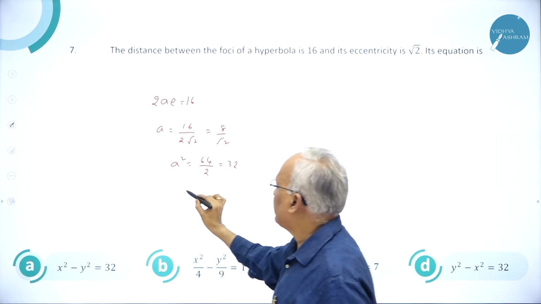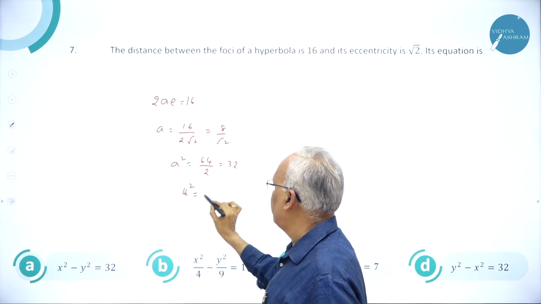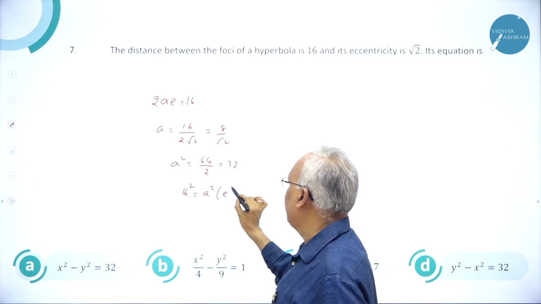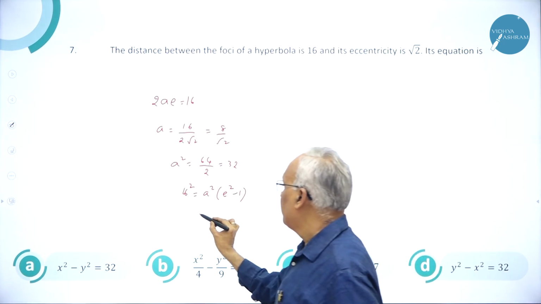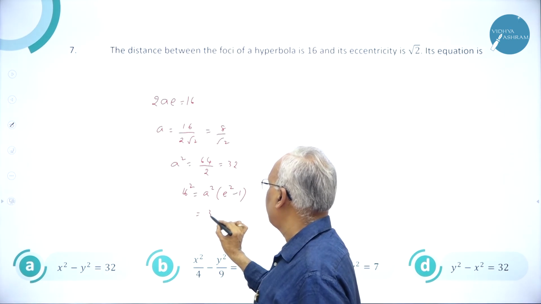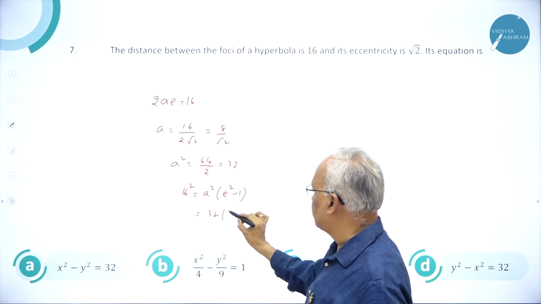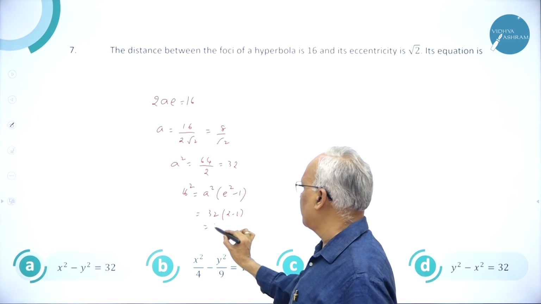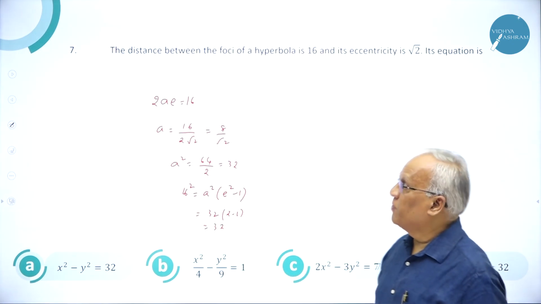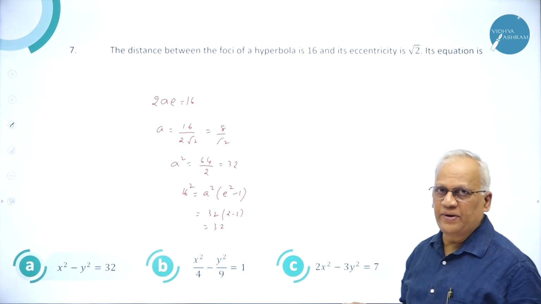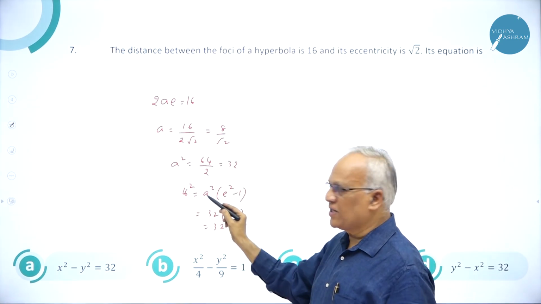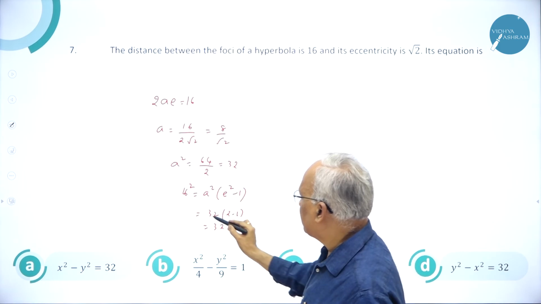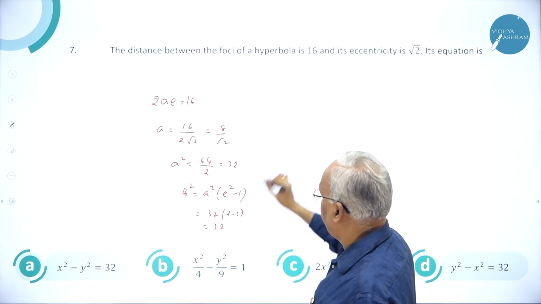Now, let's find out b. b squared is equal to a squared into (e squared minus 1). This is the relation between a, b and e in the case of a hyperbola. So it is 32 into ((root 2) whole squared, which is 2, minus 1), which is also equal to 32. You can remember that when the eccentricity is root 2, a and b are equal. You need not do it every time. a squared and b squared both are 32.